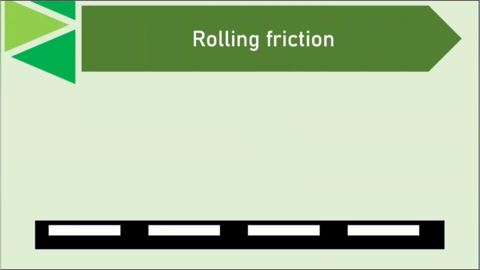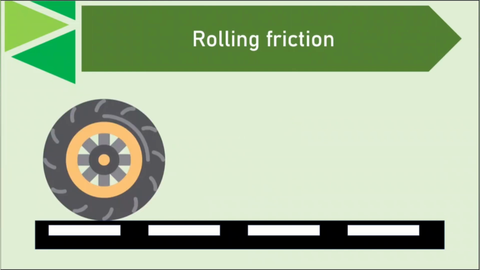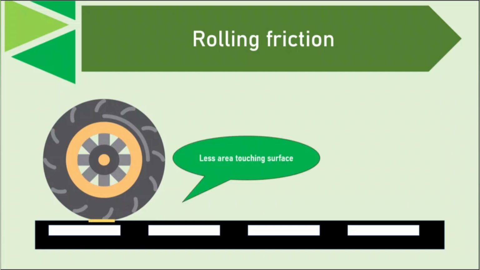Coming on to rolling friction. Let's have a look at a tire, as you can see here, and its area of contact is very less compared to maybe if you take a slab, it will have a large area of contact, and this, on the other hand, is a very small area of contact. Because the area of contact is less, it will have less friction, as we studied, right?